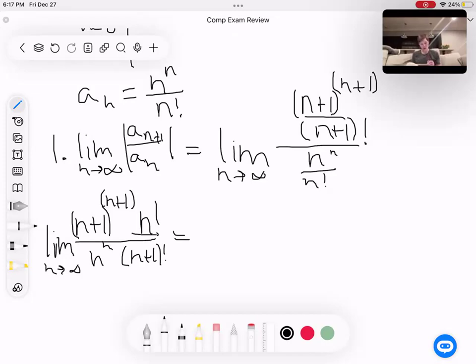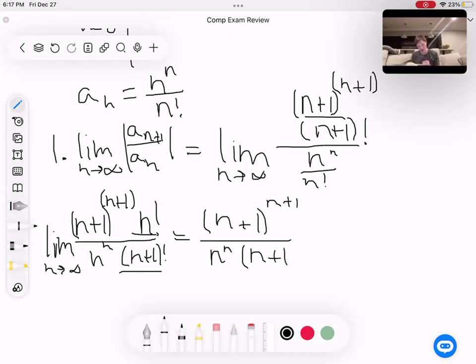That term right here is going to be n plus 1 times n minus 1 times n minus 2. So all of the things after n are actually going to cancel out. That's just going to leave us with the following: n plus 1 to the power of n plus 1, divided by n to the n times just n plus 1 on the bottom.